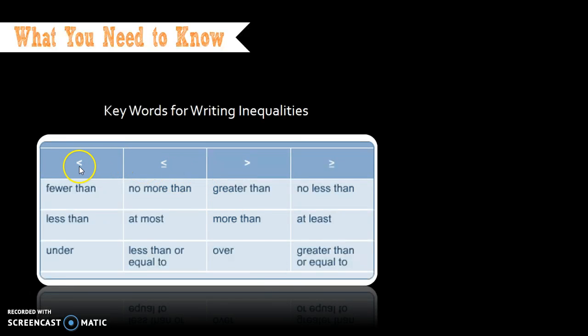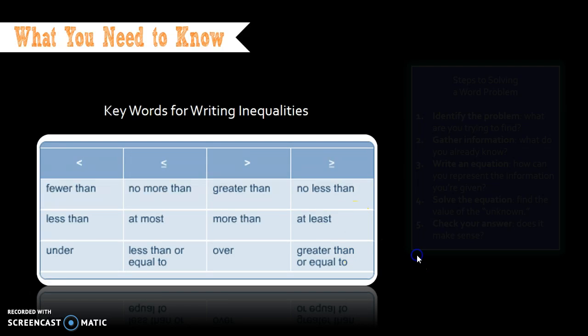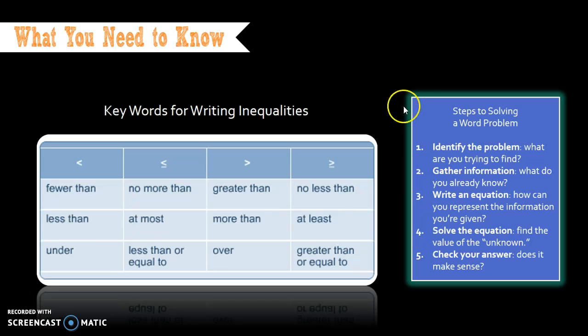When we have the less than symbol, that's showing we might have keywords like fewer than, less than, or under. The less than or equal to symbol might be indicated by no more than, at most, or less than or equal to. We have greater than, more than, and over for the greater than sign. And if something is greater than or equal, we might say no less than, or at least, or simply greater than or equal to. And here are the steps that we use when we're solving a word problem.